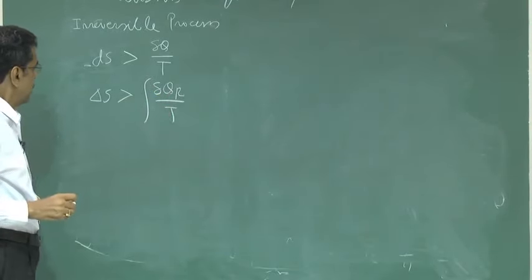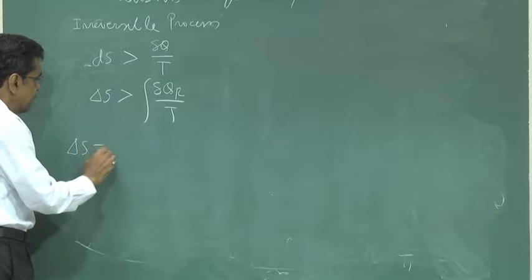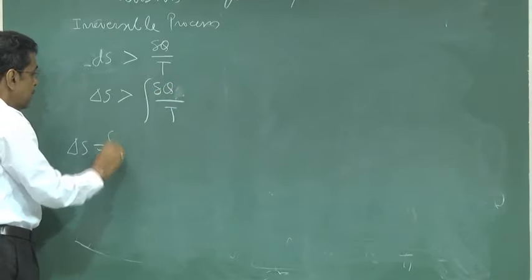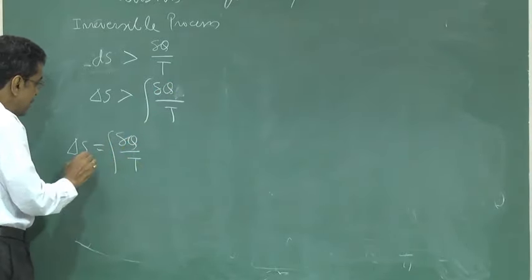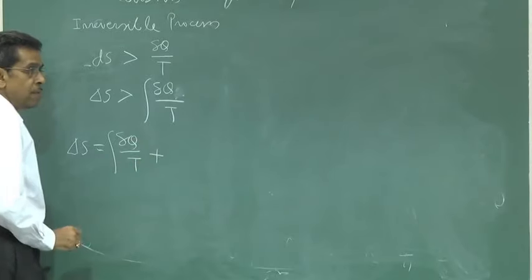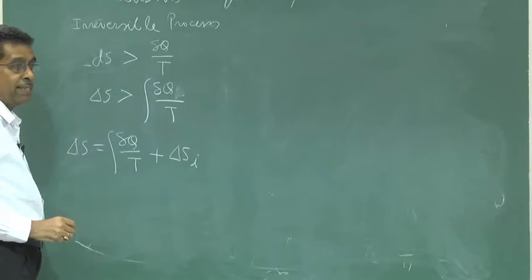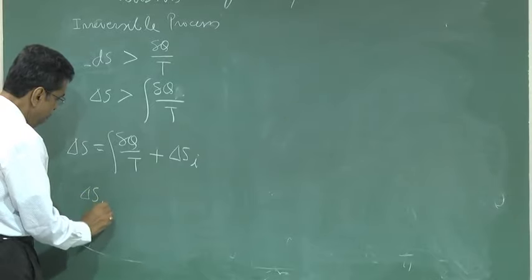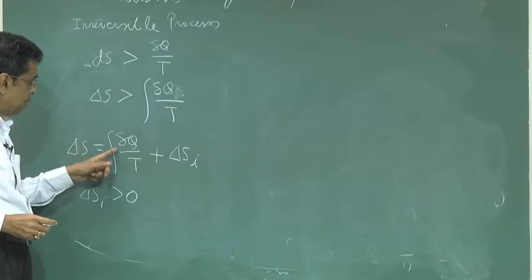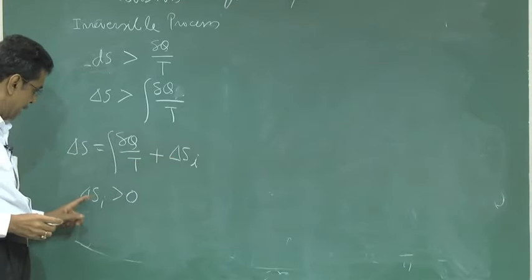Now, for an irreversible process, delta s is greater than the integral of del q by T. Since delta s is greater than the integral of del q by T for that irreversible process, we can write this integral plus some positive quantity which I write as delta s i, which is always greater than 0, because delta s of any process is more than the integral of delta q by T over that process.